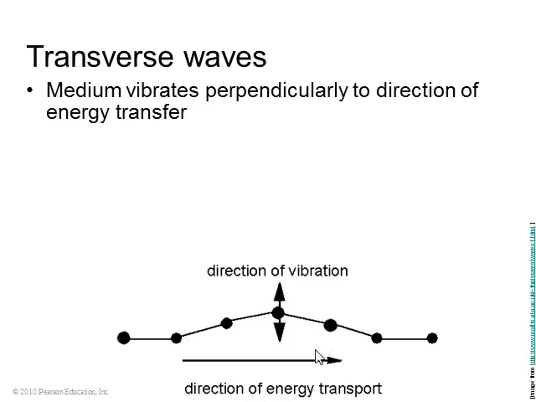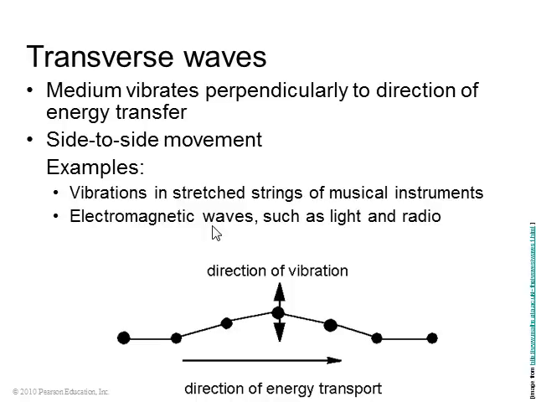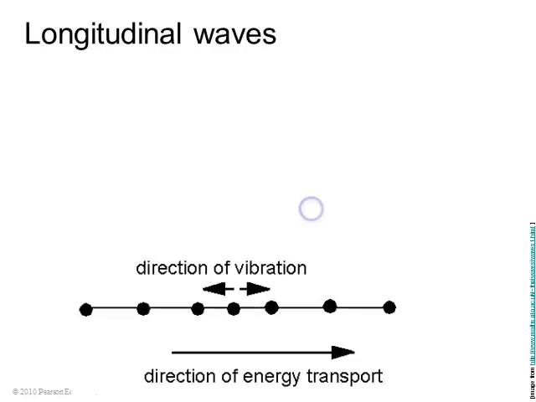There's 2 kinds of waves, transverse waves and longitudinal. In the transverse wave, the direction of vibration is perpendicular to the direction that energy travels. This is characterized by a side-to-side movement, and examples would be a vibration in a string or electromagnetic waves, such as light and radio. The electric field oscillates perpendicular to the direction that the light moves.